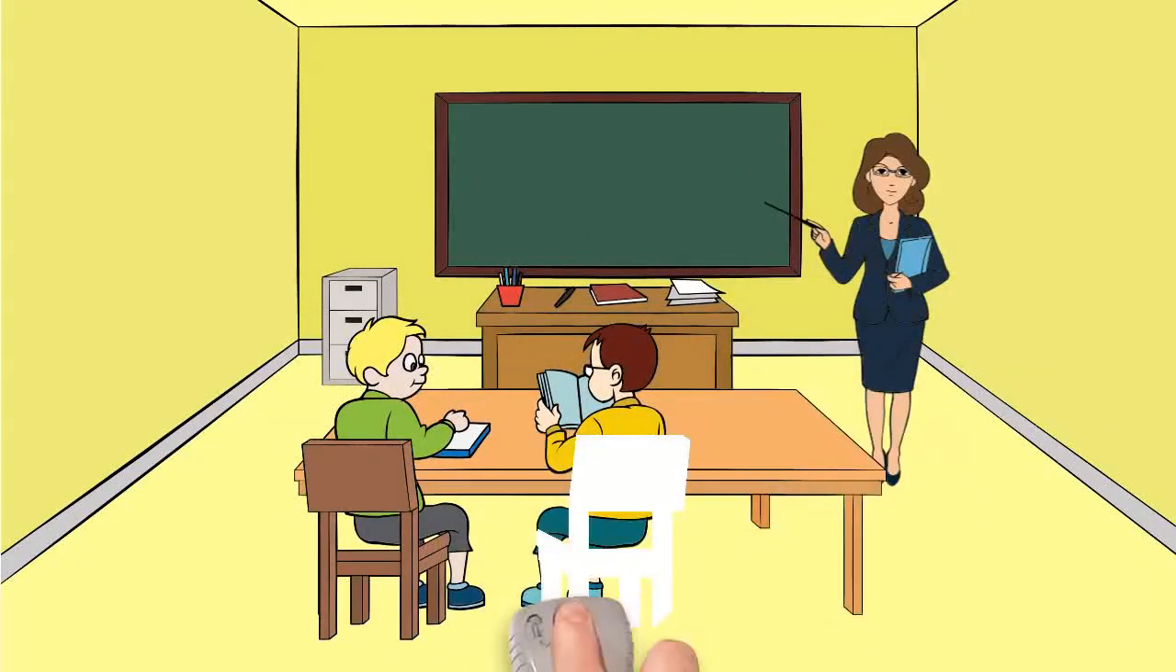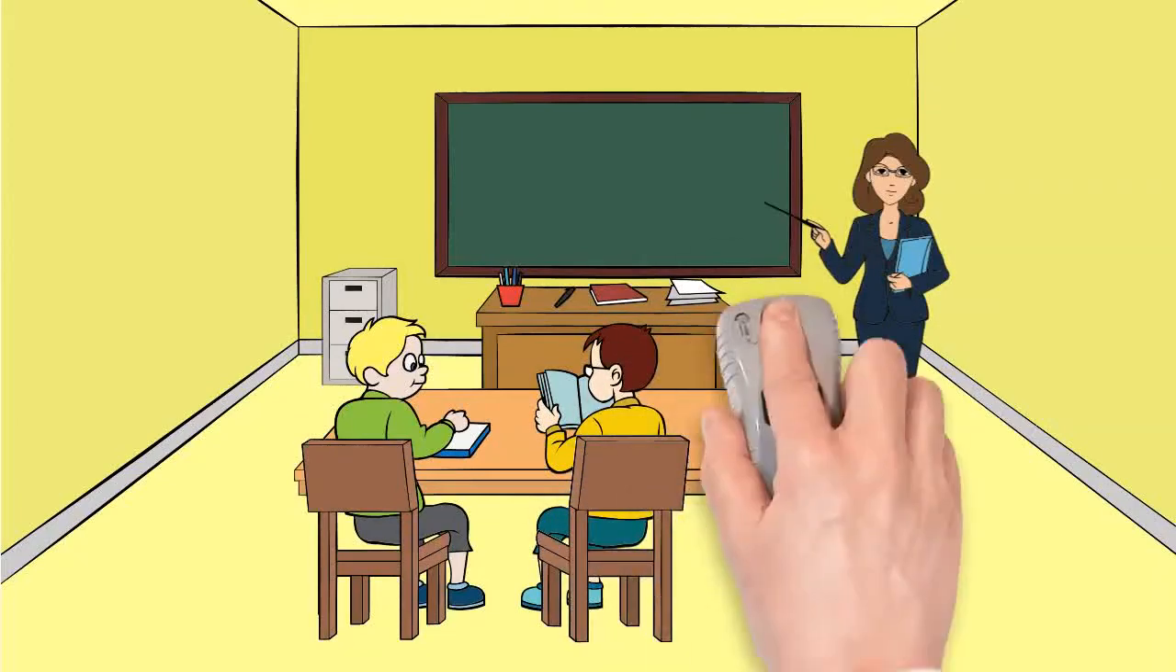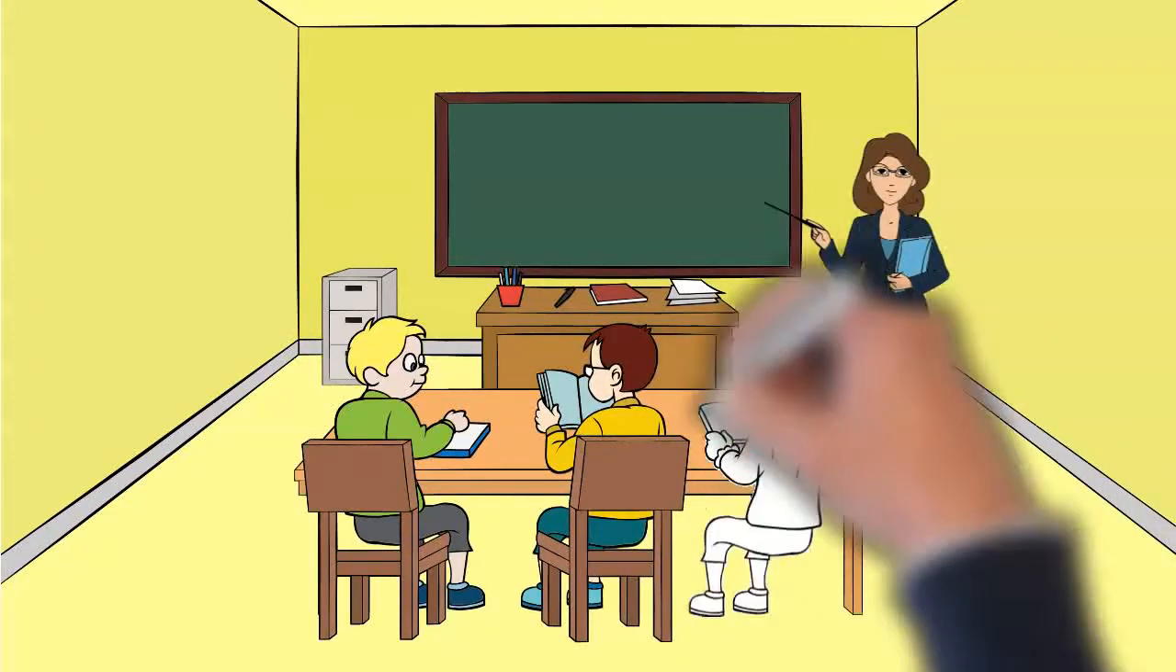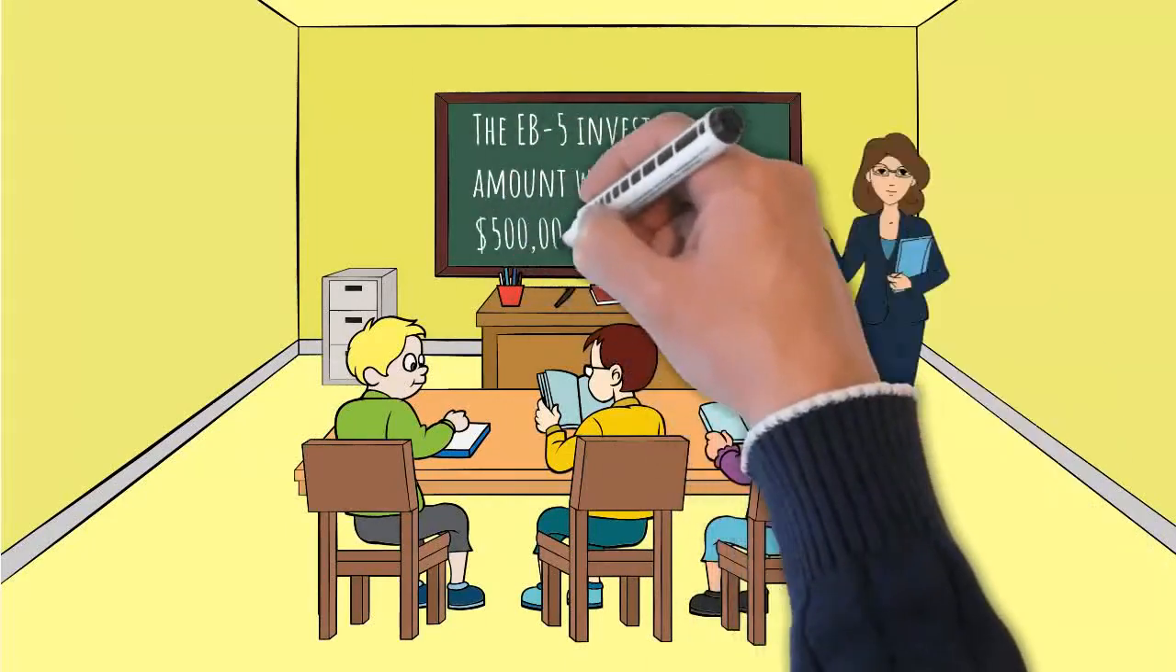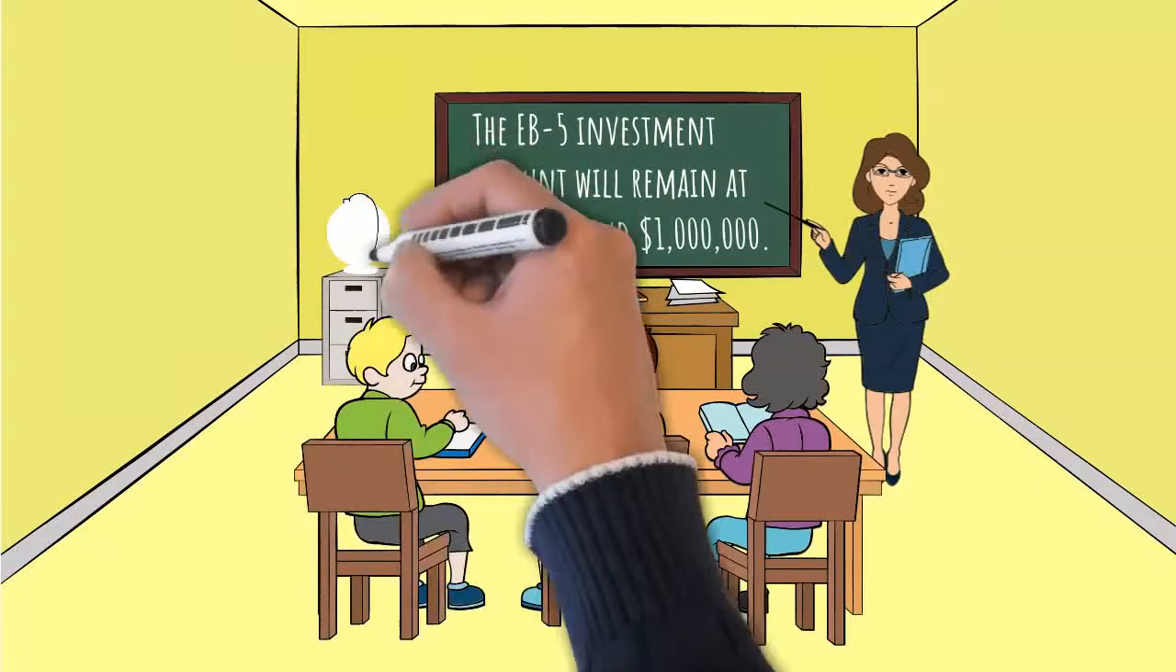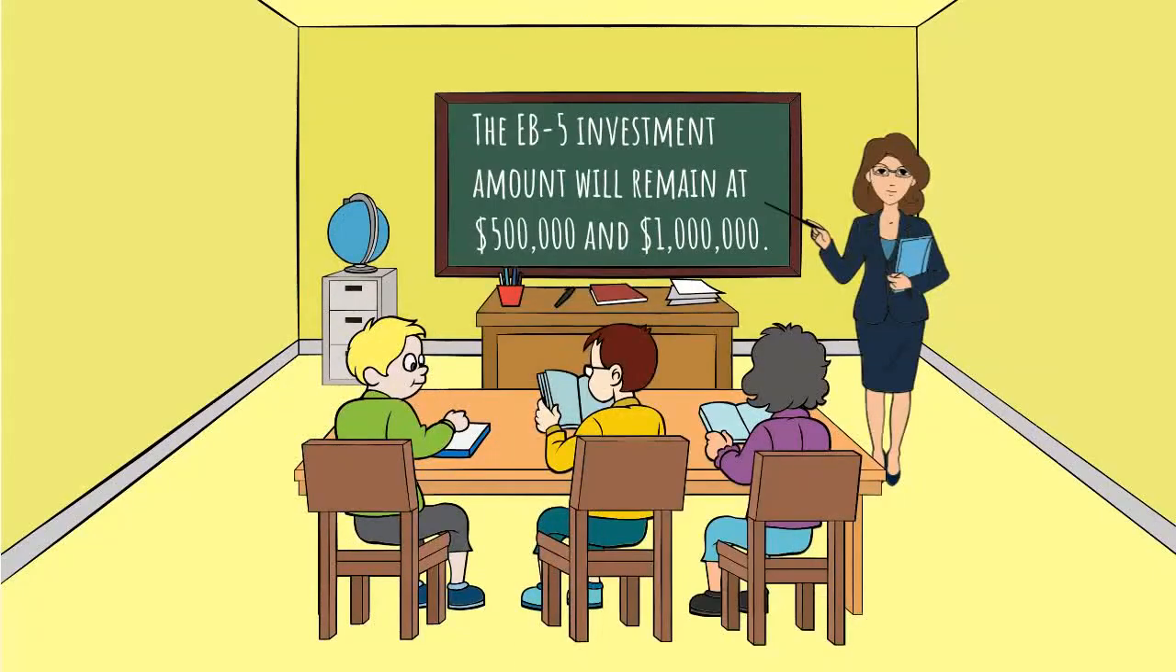However, this does not mean that the investment amount will never change. It is highly likely that the minimum EB-5 investment amount will increase to above $500,000 later on. Until then, the EB-5 investment amount will remain at $500,000 and $1 million.